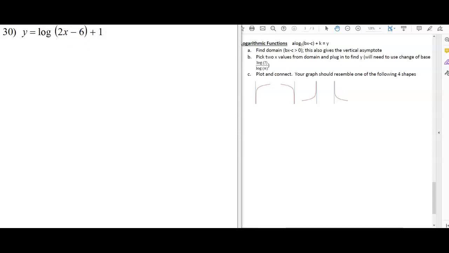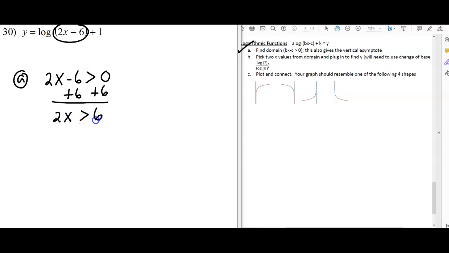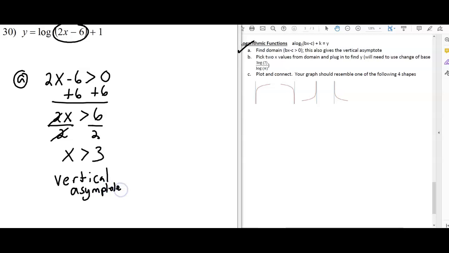All right, so let's begin here. Part A is not going to be any different. We're going to take the part that's inside of the parentheses there, and we're going to make it greater than 0 so that we can find our domain. In other words, the possible values of x. Once again, if you end up dividing by a negative, don't forget to flip your arrow around, but in this case that doesn't apply. So I know that x has to be greater than 3. And this also tells me that my vertical asymptote has to be x equals 3.